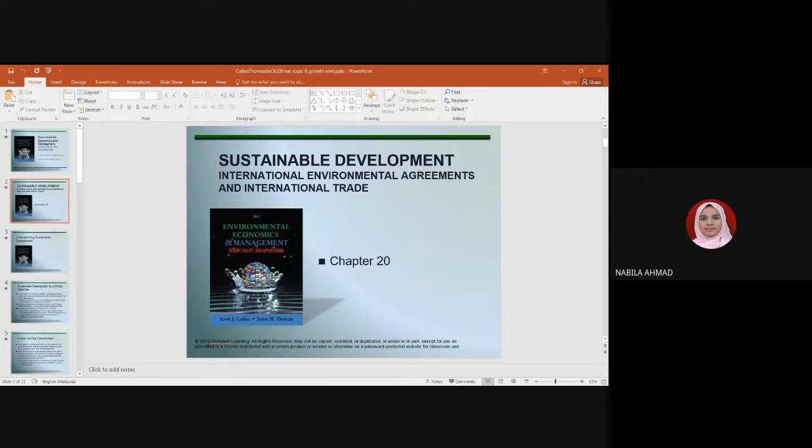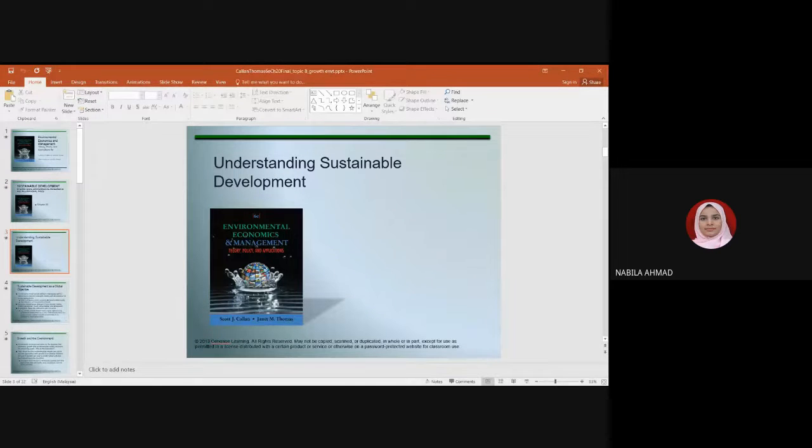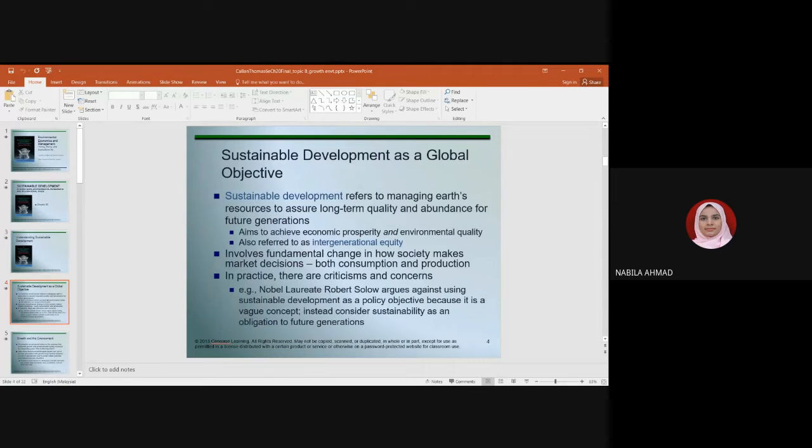Okay, kita continue dengan chapter 20, ya, sustainable development, right? Jadi polisi-polisi yang kita belajar before this, kenapa agaknya ada polisi supaya environment tu terpelihara? Dia adalah sebab kita nak achieve the objective of sustainable development.